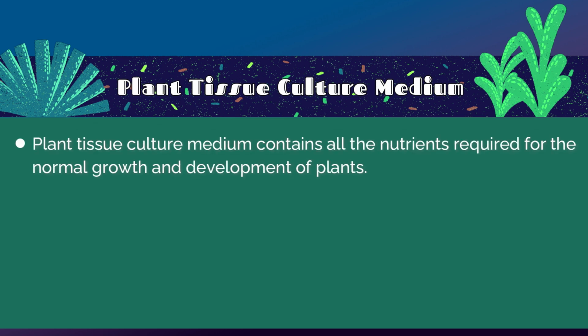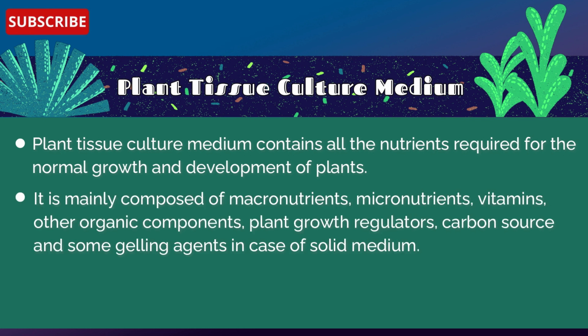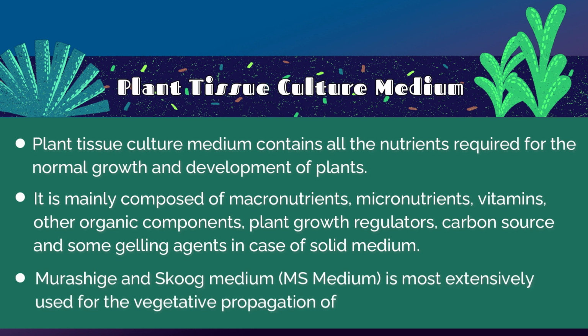Next, plant tissue culture medium. Plant tissue culture medium contains all the nutrients required for the normal growth and development of plants. It is mainly composed of macronutrients, micronutrients, vitamins, other organic components, plant growth regulators, carbon source, and some gelling agents in case of solid medium.